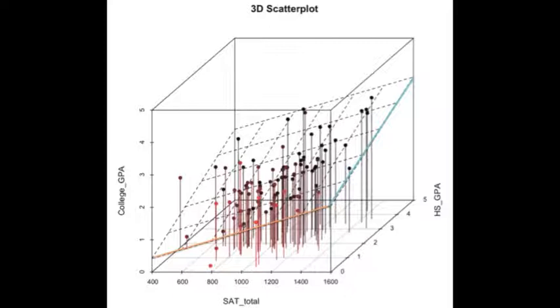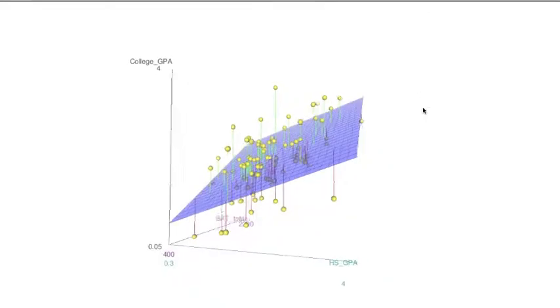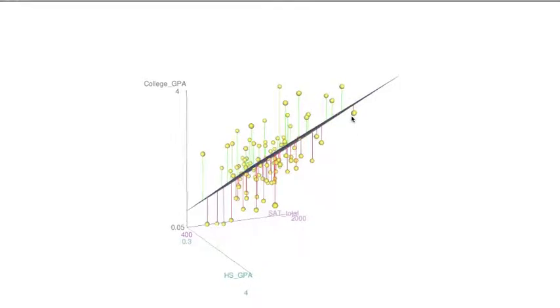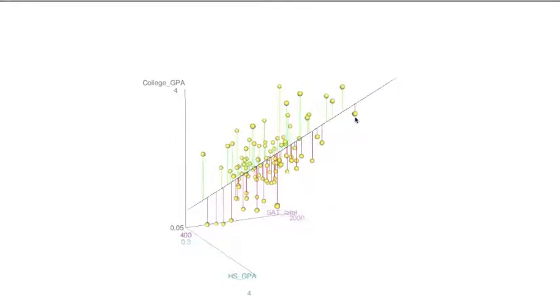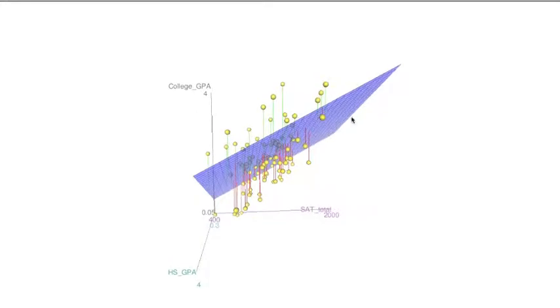But wait, there's more. I also graphed this spinning three-dimensional representation of our data and the plane of best fit. And I'm just going to say here, I'm going to let you finish SPSS, but R is the best statistical program of all time. And this is why. I'm not even very good at coding, but look what I can make.